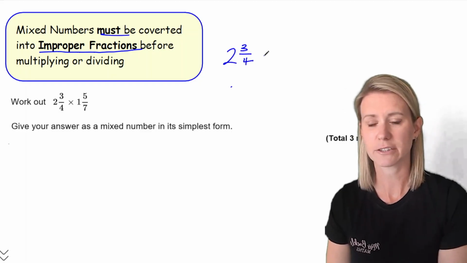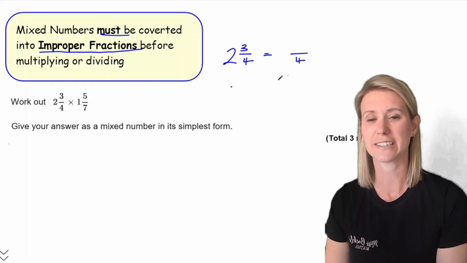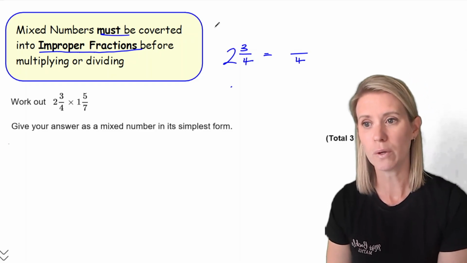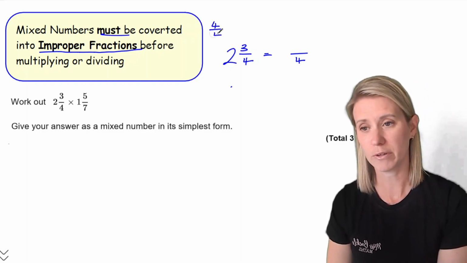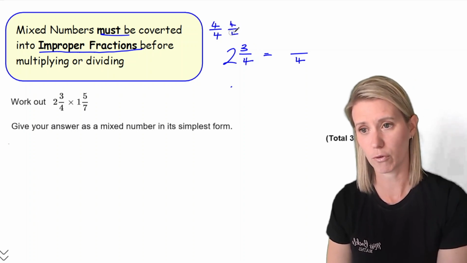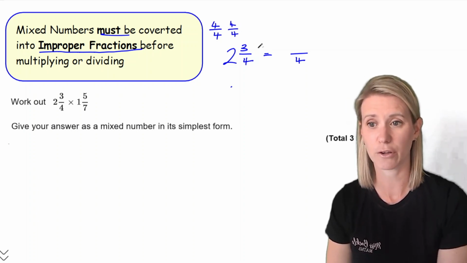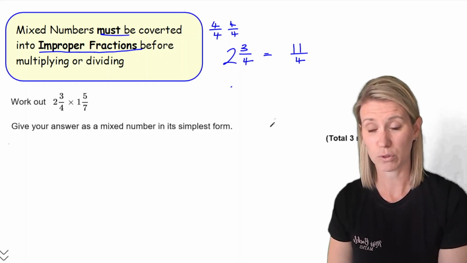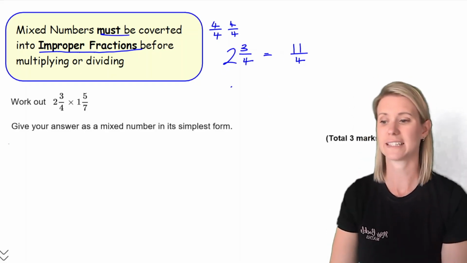To start with, we need to realise that our final fraction is going to be in quarters. The denominator stays the same. Now, 2 is 4 over 4, which is 1, with another 4 over 4. So in total, it would be 8 over 4. Plus your 3/4 makes 11/4 in total. So 2 3/4 is 11/4.